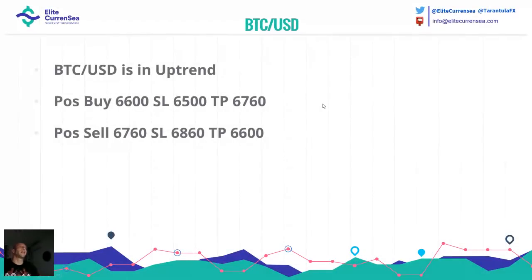And finally, the BTC dollar. We had 2 very good weeks with the BTC dollar. Uptrend, positional buy 66, stop loss 65, TP 67.60. Sell 67.60, stop loss 68.60, TP 66. Everything is 666.